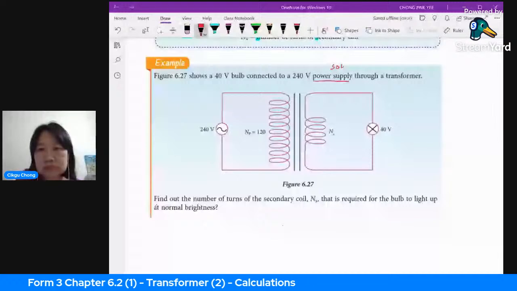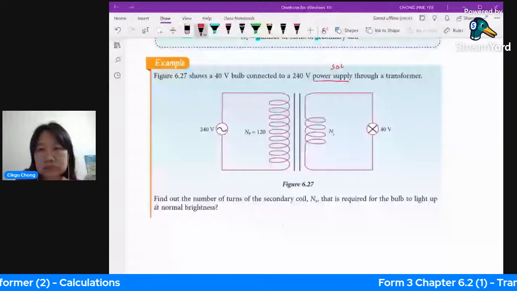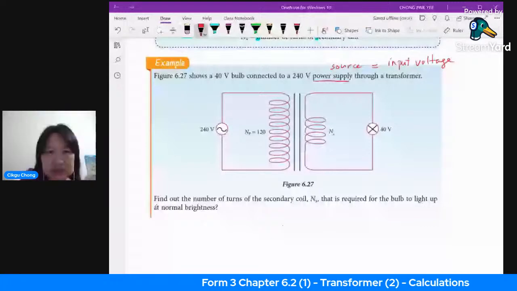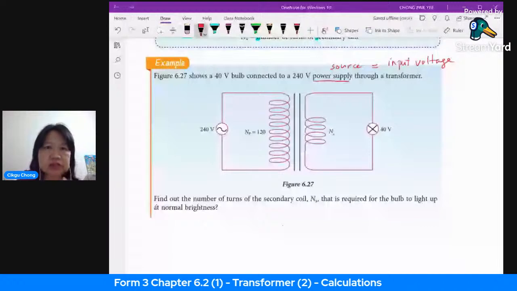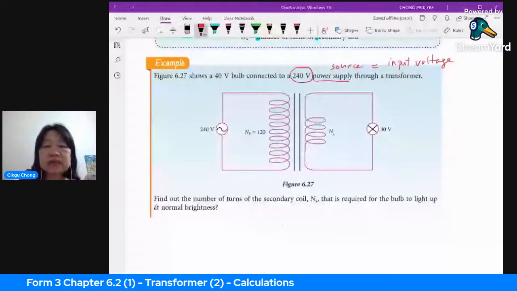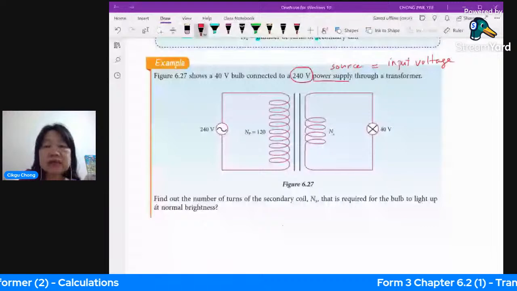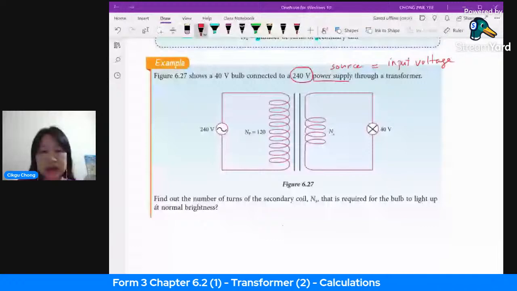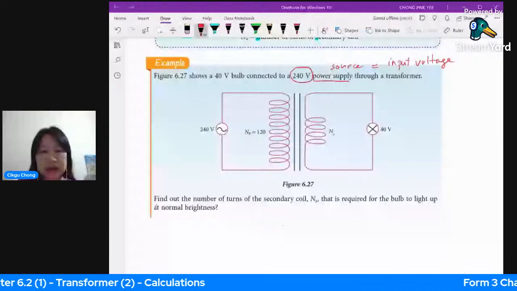Sometimes they put AC, 240 AC power supply. That's always the source, so the input. So this must be the input, 240. If you don't have a diagram, immediately you write over here: this is the VP. You write the number over there. If there's a diagram, then you can write it over here. VP equals 240.